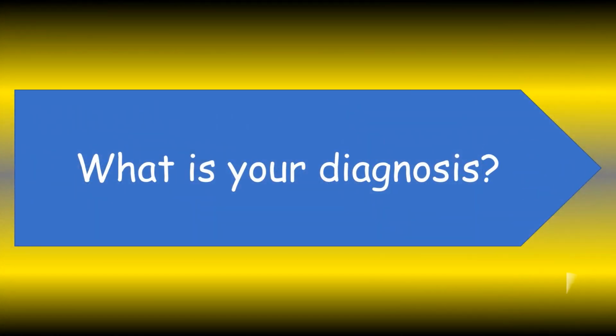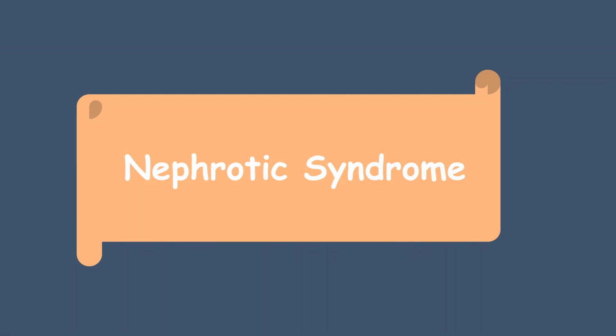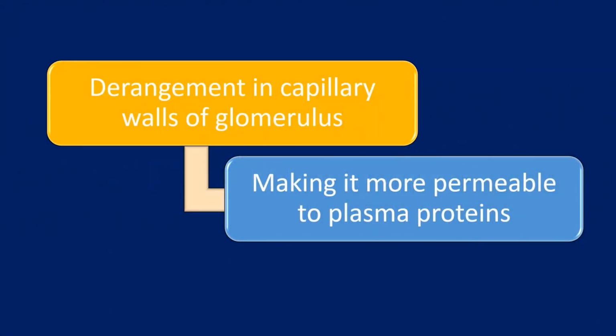So what is your diagnosis? As most of you might already have deduced, it is a case of nephrotic syndrome. So what is this nephrotic syndrome? Nephrotic syndrome is actually a derangement in glomerular capillary wall, which will lead to increased leakage of your plasma protein.